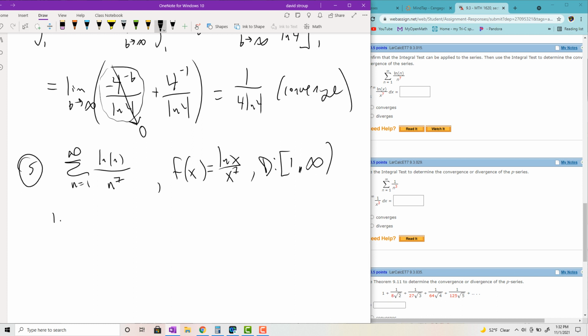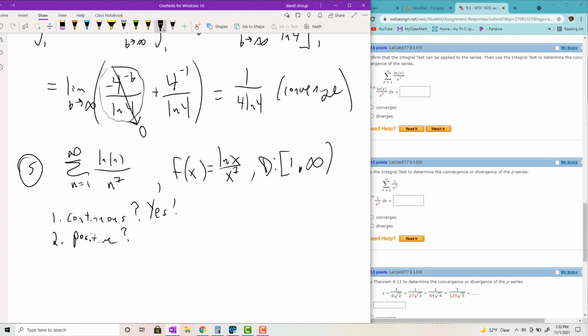So first, is it continuous? Ln of x is continuous from 1 to infinity. X to the 7th is also continuous from 1 to infinity, and it's never 0. So you're good with respect to continuity. I mean, the only issue would be if the denominator is equal to 0, which it's not on this interval. So it's continuous. Secondly, then, is it positive?